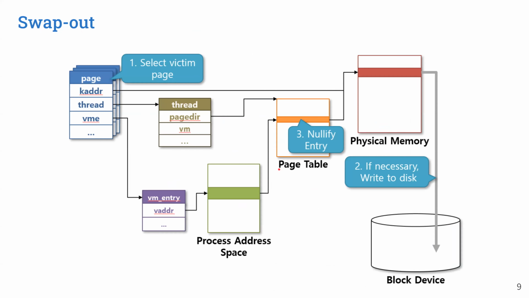When you are actually swapping out a page, you should first select the victim page in the list of pages. And if it's dirty, you should write it to the disk. And finally, you should also clear the page table.